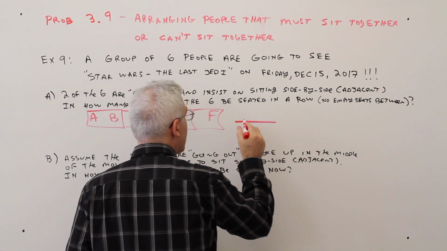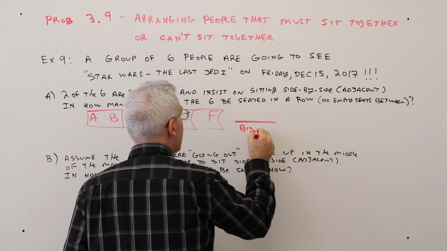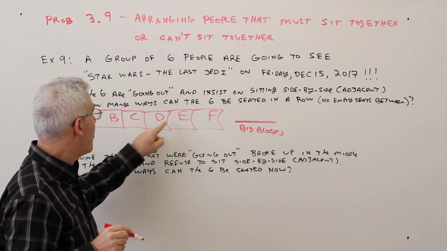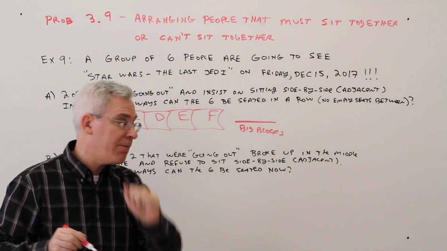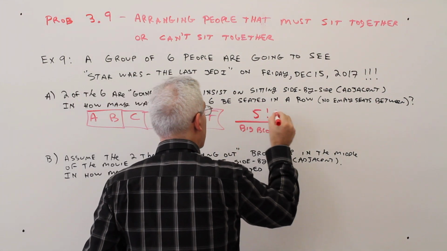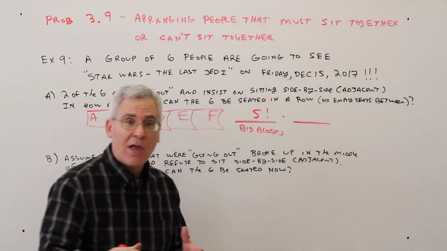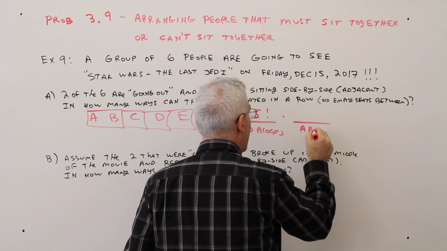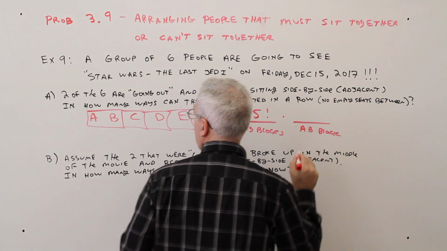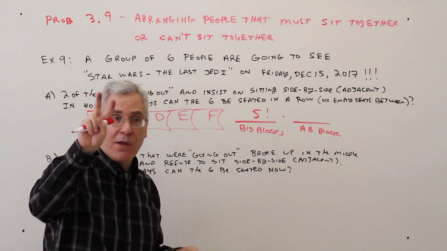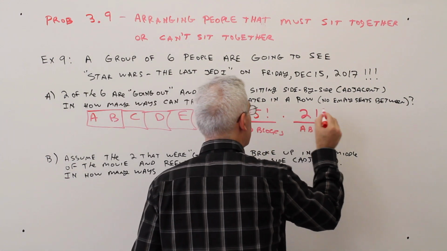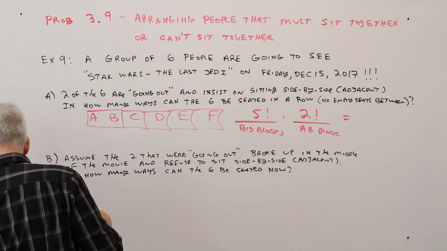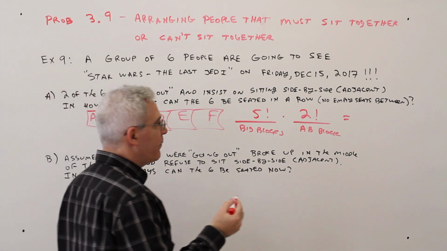So step 1 would be arranging the big blocks, 1, 2, 3, 4, 5, so that would be 5 factorial, times the next step, arranging within the block. The AB block has 2 factorial ways of doing that. And 5 factorial times 2 factorial comes out to be 240.